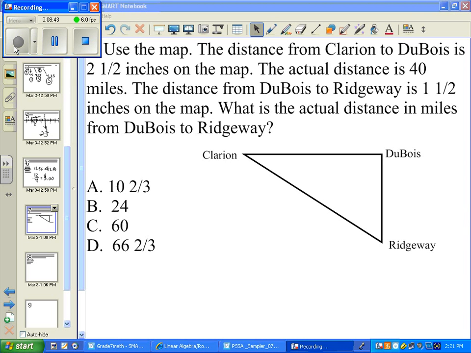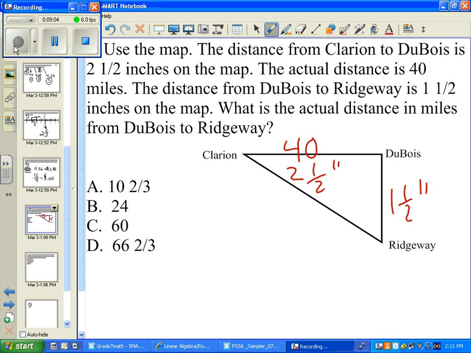Yeah, I was having trouble. I had to reorient the board. From Clarion to Du Bois, we're told it's 40 miles. And we're also told that this distance on the map is 2.5 inches. We're told that from Du Bois to Ridgeway, on the map, it's 1.5 inches. We want to find out what the distance is from Du Bois to Ridgeway, and we want it in miles, the actual mile from Du Bois to Ridgeway.